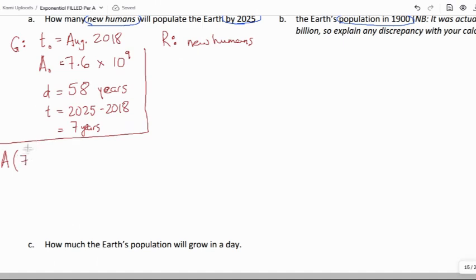So A at 7 years, the amount after 7 years. Our initial population is 7.6 billion. Folks, we're just going to write 7.6, and we're going to know that we're working in billions. Times 2 to the power of time elapsed over doubling time. So the time elapsed is 7 over 58 years. Will the population double in the 7 years? No, because we see it's 7 over 58. It's like a slice of a doubling.